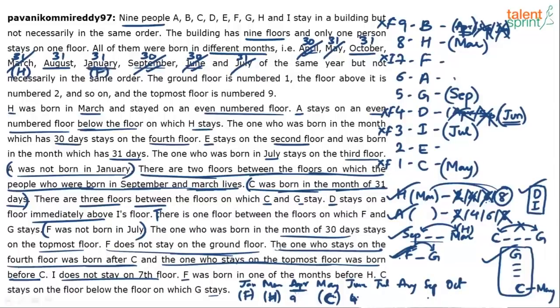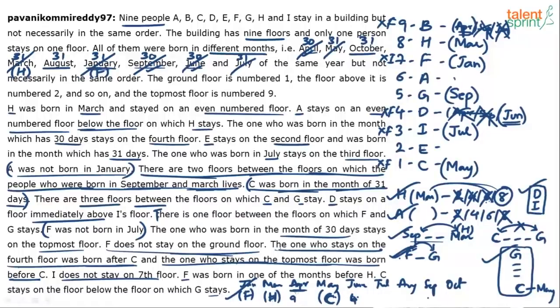F was born in January. Sorry, we already know this, no? F was born in January. So this should be Jan. Yeah, only 2 months are left out now. August and October. Find that out. Both are 31 days.